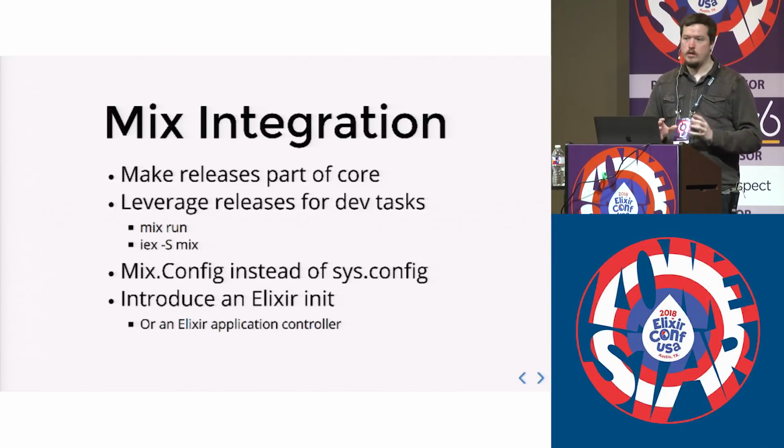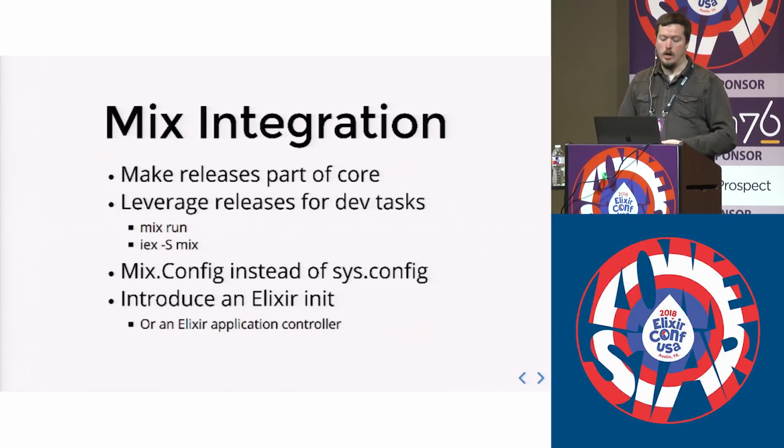It's still very early stages, but fundamentally the idea is we make the primitives that are part of releases part of the core language tooling, part of Mix. Change the mix run and iex -S mix tasks to actually use releases under the covers, the foreground and the console tasks, effectively. That way, you're always using releases. You don't have this weird split between not using them and using them.